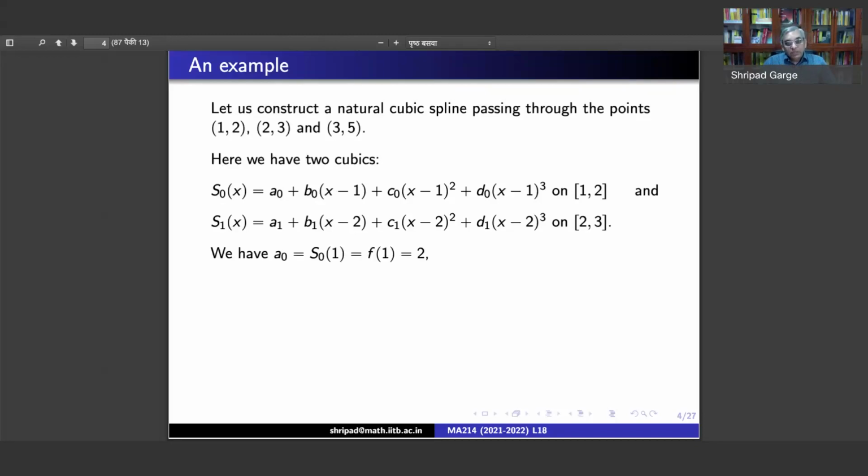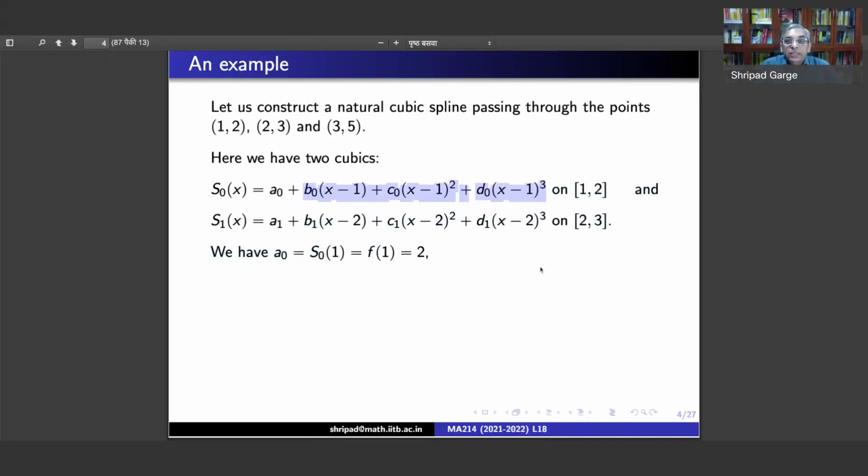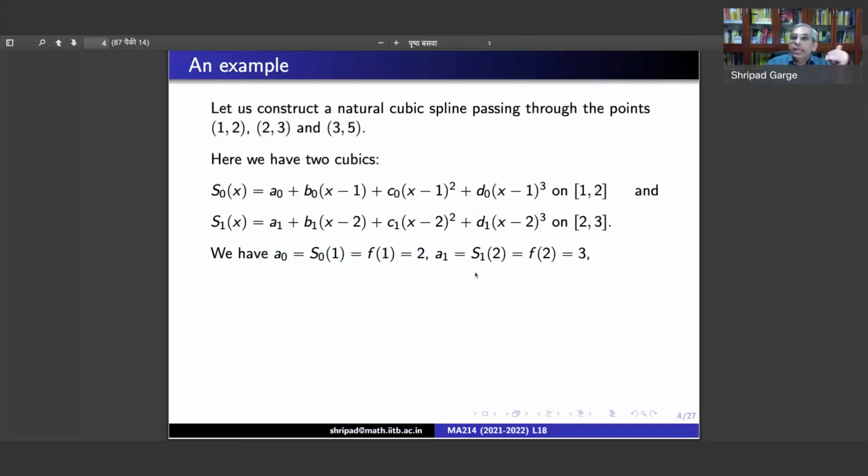So what are the conditions? Of course, you will have that S0 of 1 has to be the function value at 1. And S0 of 1 can be easily computed because we will simply put x equal to 1 in S0, and this highlighted term will go to 0. So you get that A0 has to be 2. So we have information about A0. Similarly, we will have information about A1. So out of these 8 constants that we have to compute, A0, B0, C0, D0, and then A1, B1, C1, D1, we have information about A0 and A1.